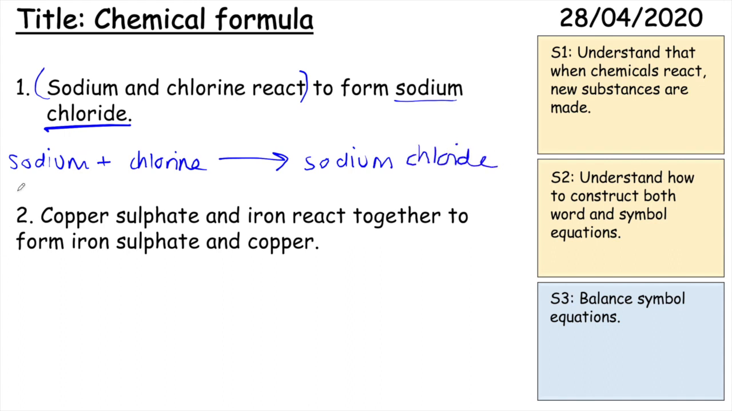Now the next one says copper sulfate and iron react together. So again, using the question as a sort of guide to help you do this, separate products and reactants with an arrow, and on the left you're going to have the reactants, copper sulfate and iron, and they're going to react to form iron sulfate and copper.